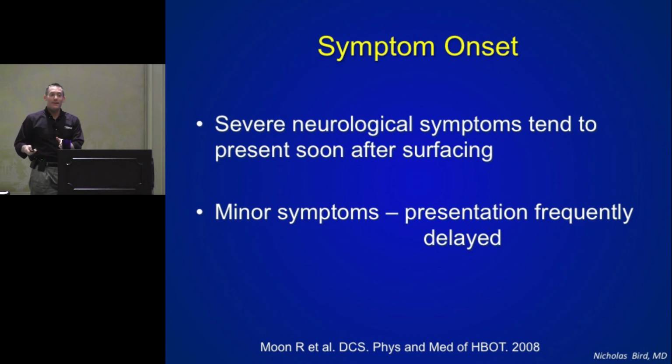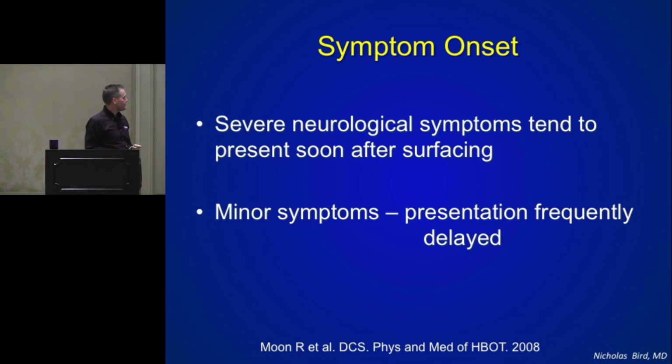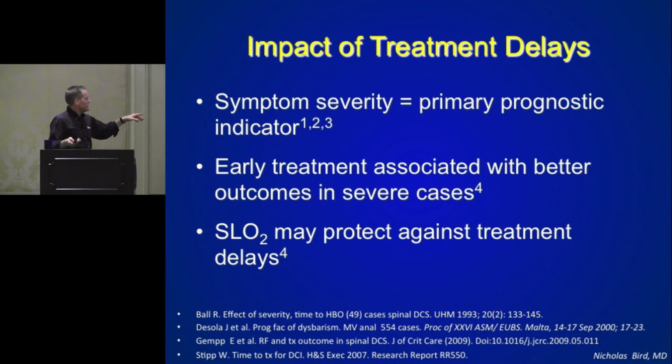No, the world is not going to end, but ideally we would like to get those people in the chamber sooner rather than later if we can. There's a little data on this, and the primary prognostic indicator is symptom severity. Anybody got a sense of some symptoms that really indicate the world has gone into a very bad place?